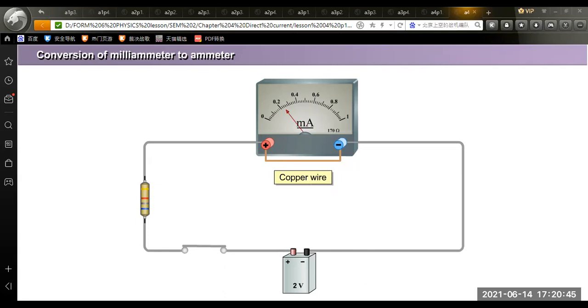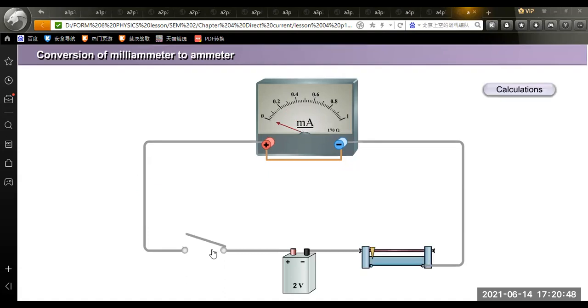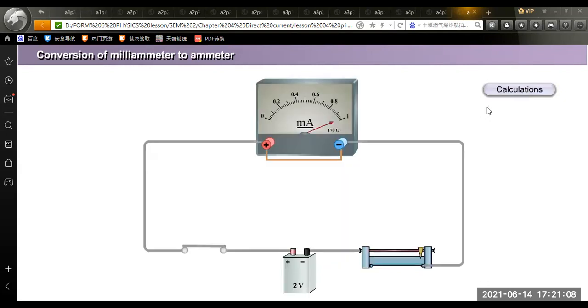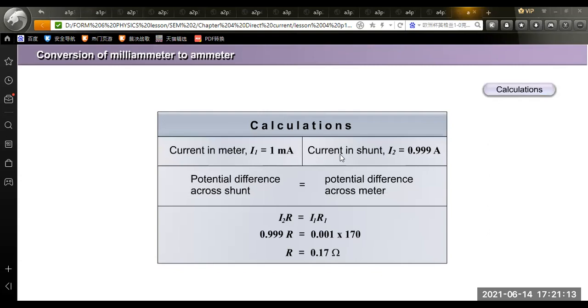How to determine it? First, connect it. We try to adjust the reading of the rheostat. Calculation: the current in the meter, I1, is 1 milliampere. The current that passes through is 1 milliampere only, maximum. The current in the shunt is I2. That means it will be 0.999 ampere.